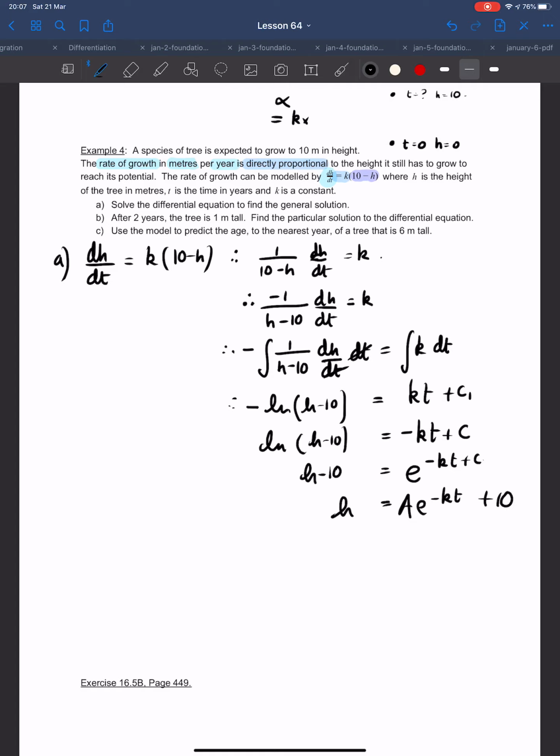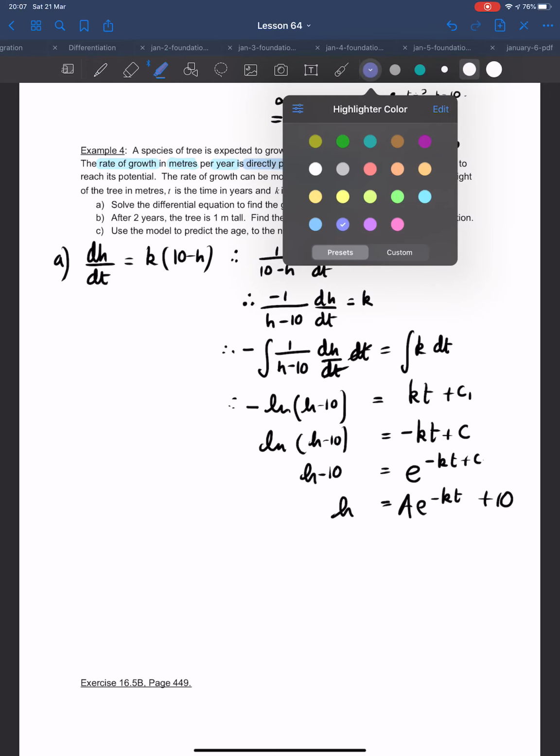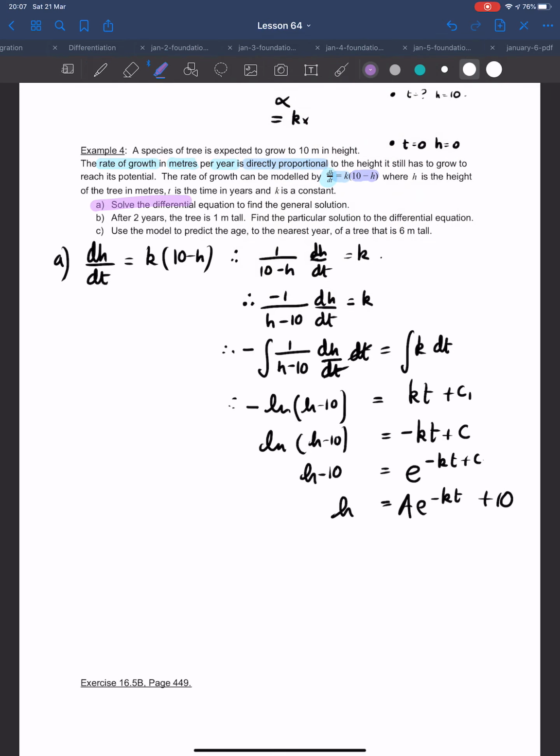Okay, so that's that question. There's quite a lot in that one there. That's part A, that's the answer to part A there. Next bit.